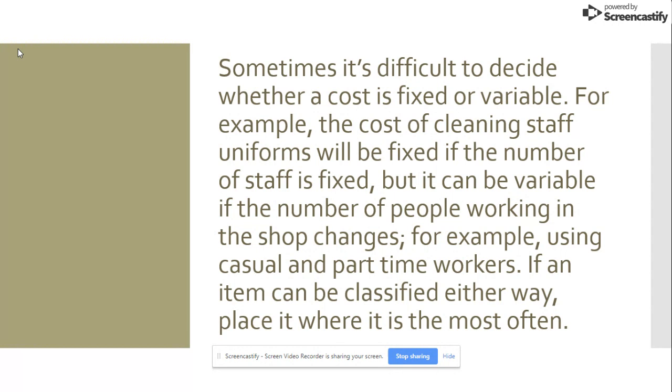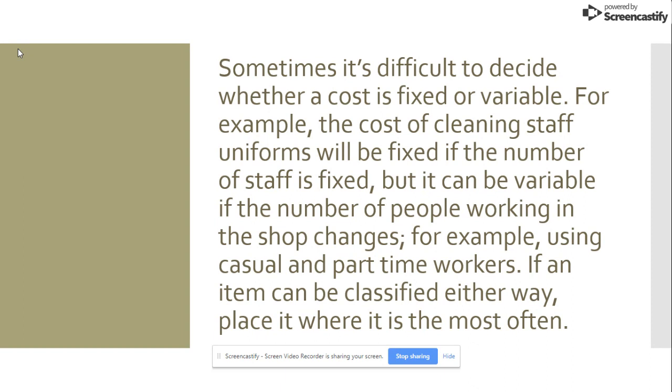Sometimes it's difficult to decide whether a cost is fixed or variable. For example, the cost of cleaning staff uniforms will be fixed if the number of staff is fixed. So if you've got 20 staff, you have uniforms for 20 staff. But it can be variable if the number of people working in the shop changes.